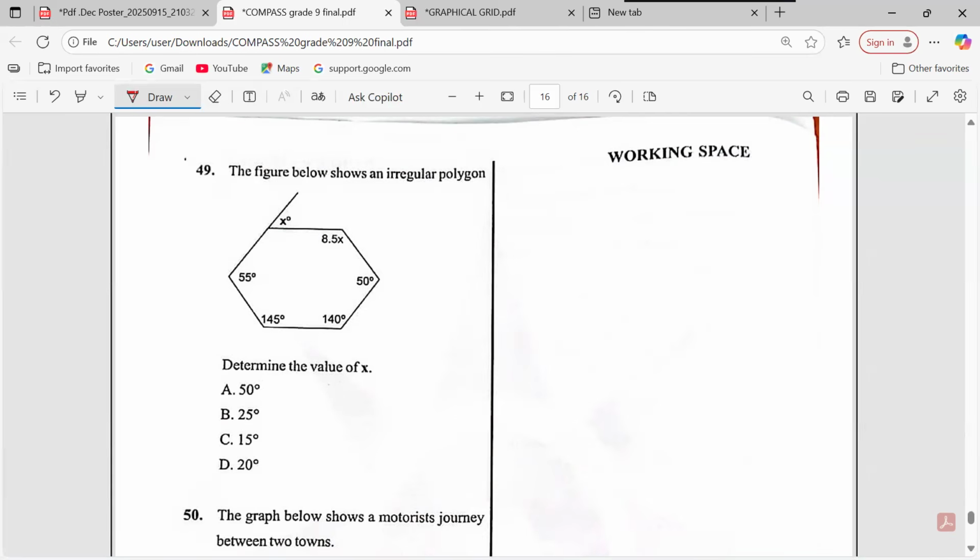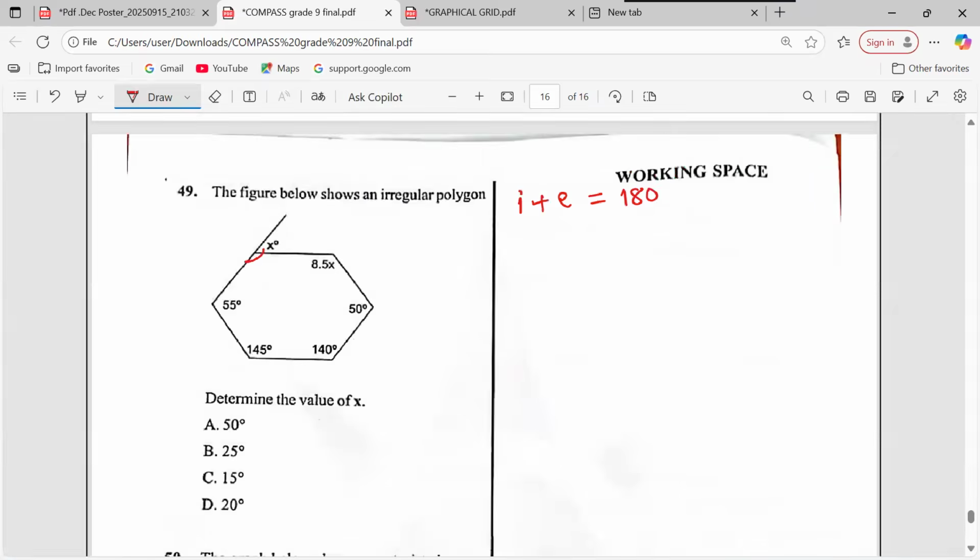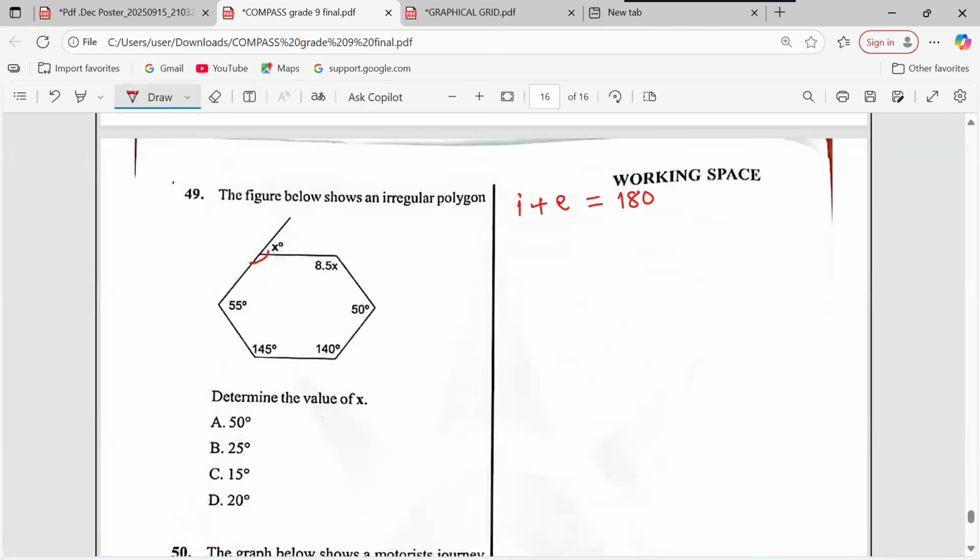So we are supposed to know one thing, that every interior plus exterior angle should give us 180. You can see they are even on a straight line. If they give us 180 and one of the values is x, then the other one is 180 minus x. Yes, 180 minus x.